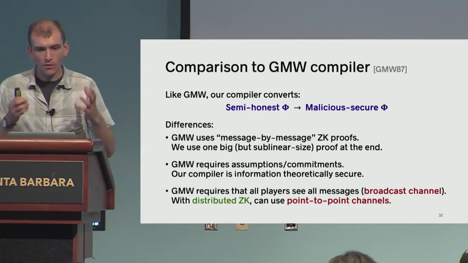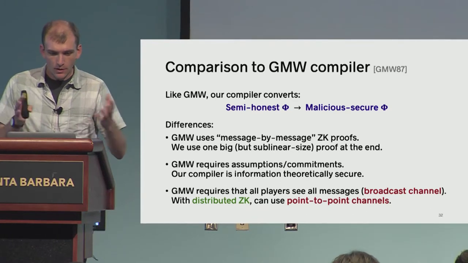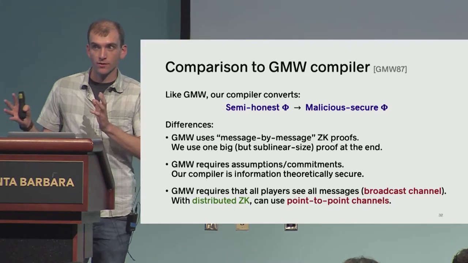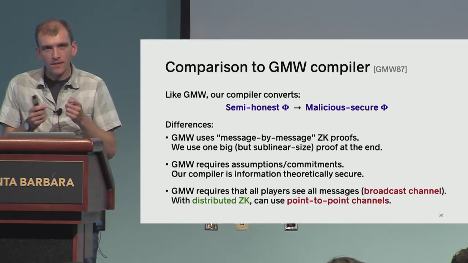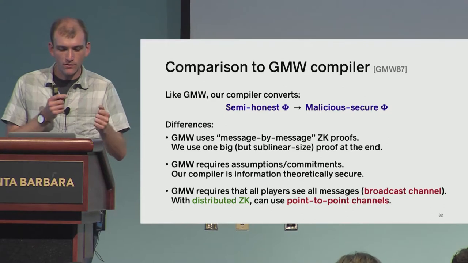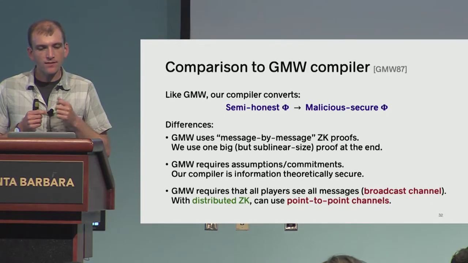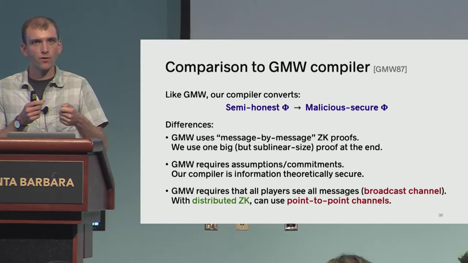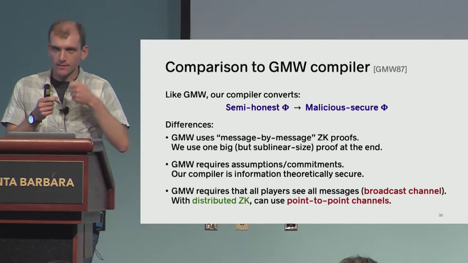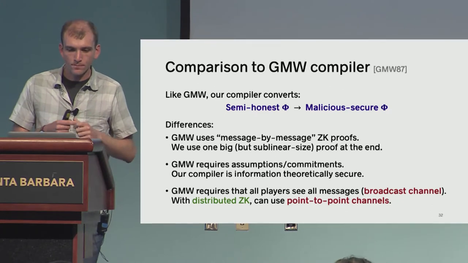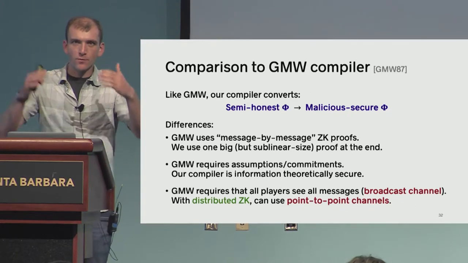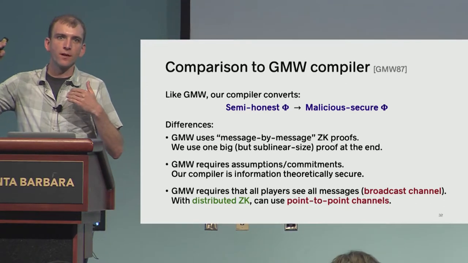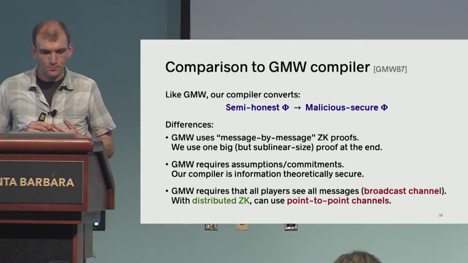For those of you who know a lot about MPC, you know about the GMW compiler, which is another way to go from a semi-honest protocol to a malicious secure protocol. I wanted to mention just a few of the differences between these two approaches. The first is that GMW uses message-by-message zero-knowledge proofs. So with each step of the protocol, every party proves to the others that the next message I'm sending is actually well-formed. What we do is defer the proofs to the very end of the protocol and use one big sublinear-sized proof for this one big statement at the end.